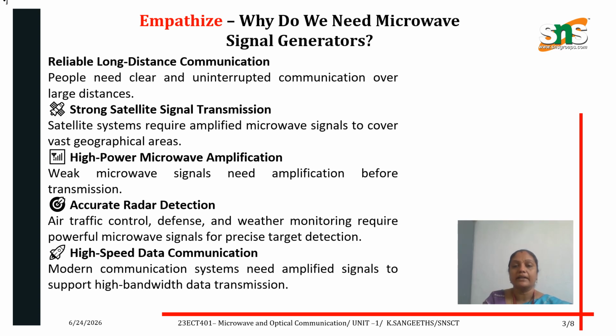Because people need clear and uninterrupted communication over long distances, and strong satellite signal transmission, high power microwave amplification, accurate radar detection, and high speed data communication. Modern communication systems need amplified signals to support high bandwidth data transmission. And also satellite systems require amplified microwave signals to cover large geographical areas. So these are the empathy points for why we need microwave signal generators.